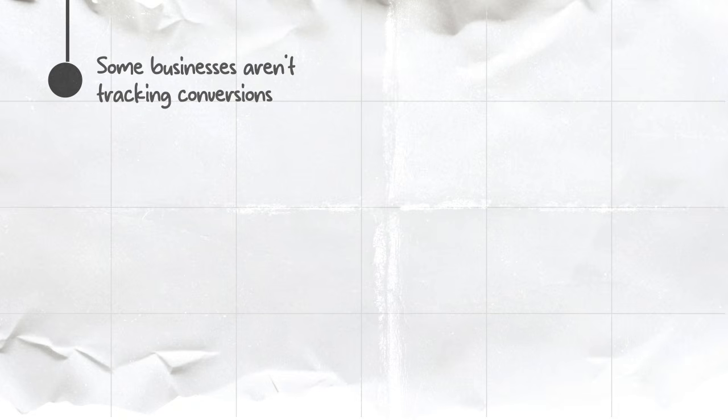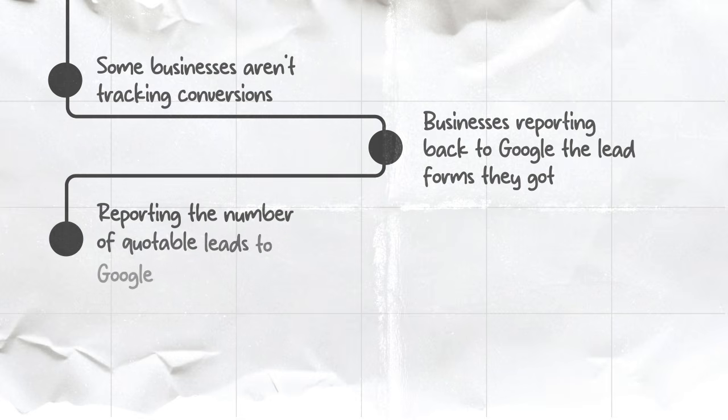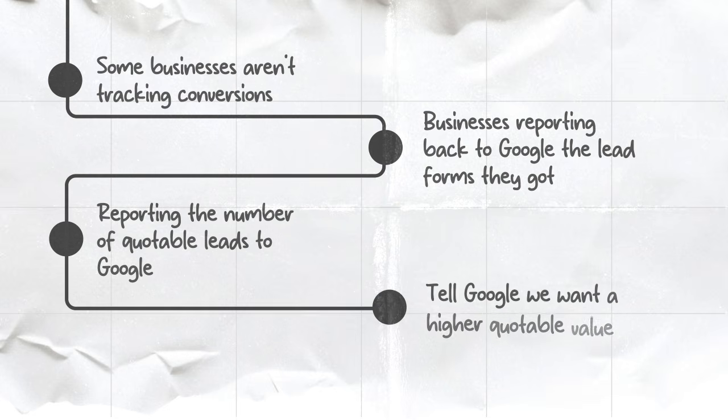your Google Ads performance. Firstly, some businesses aren't even tracking conversions at all, so put those to one side. Next, there's businesses that are reporting back to Google the lead forms they got, which is fine, but those lead forms could be rubbish. Next, we move into reporting the number of quotable leads into Google. So we do maximize conversions on quotable leads, so we get more quotable leads, not just more lead forms. And then the final step is we then start to tell Google that we want a higher quotable value because we're reporting quotable value back to Google.